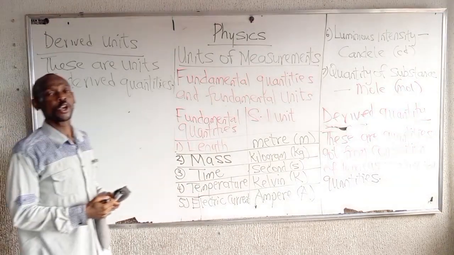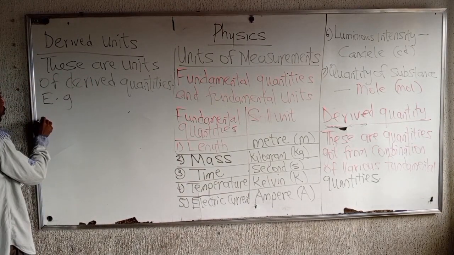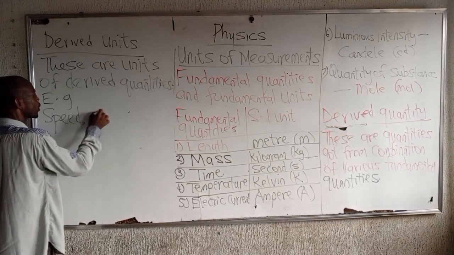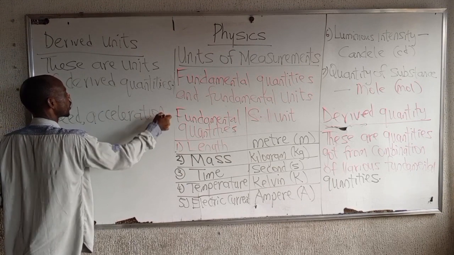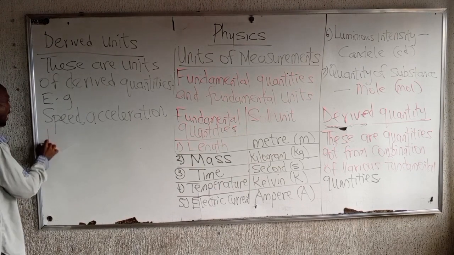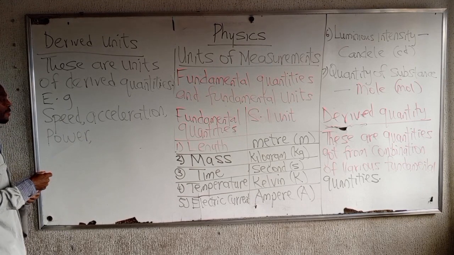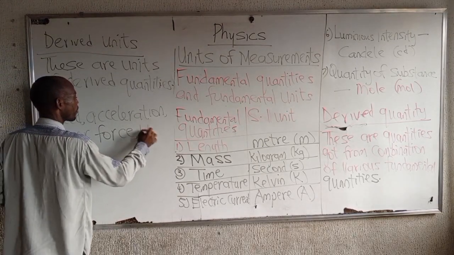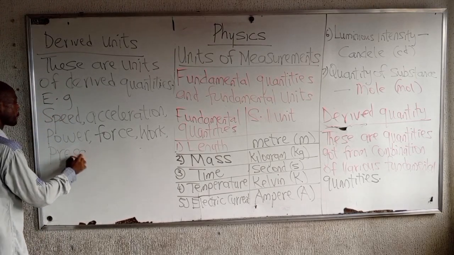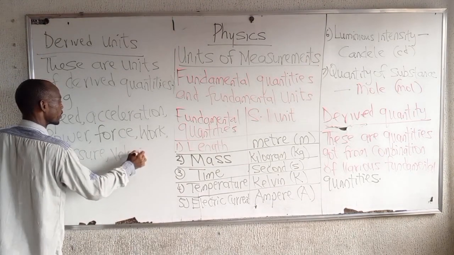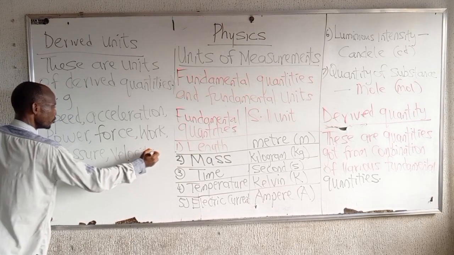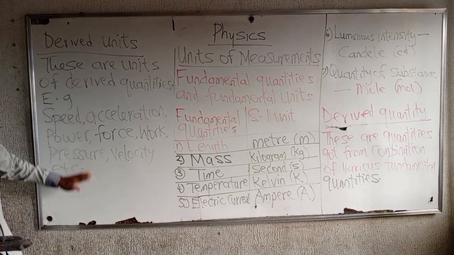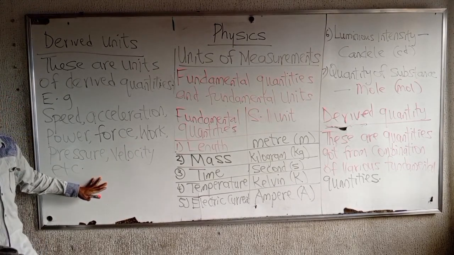Now let's look at some of our derived quantities. Examples: we have speed, acceleration, power, force, work, pressure, velocity, etc. All these are examples of derived quantities.